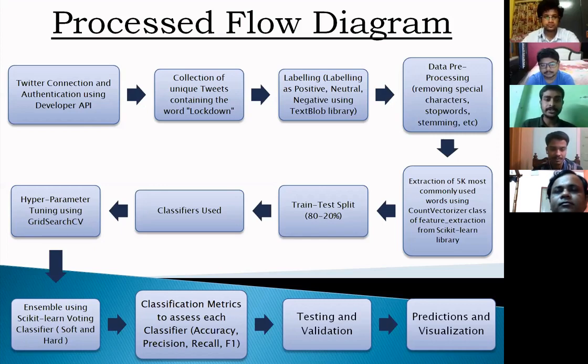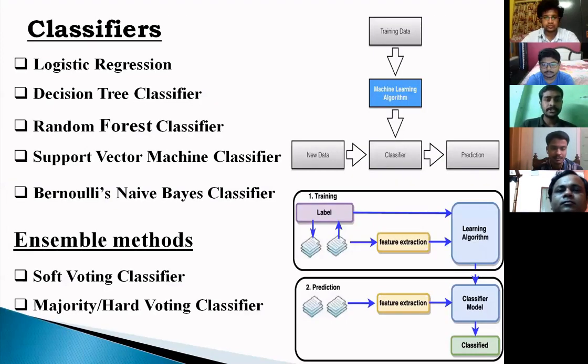80 to 20%, to feed our classifiers with 80% of the training data, and hyper-tuned our parameters to get the maximum efficiency. Thereafter, we assembled using scikit-learn voting classifiers, followed by a classification matrix to get the accuracy score of various classifiers based on the testing data, followed by testing and validation, prediction and visualization. So my fellow teammate Suvam Patra will describe the classifiers.